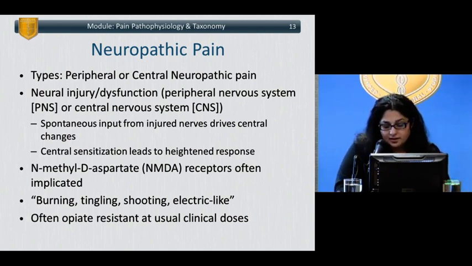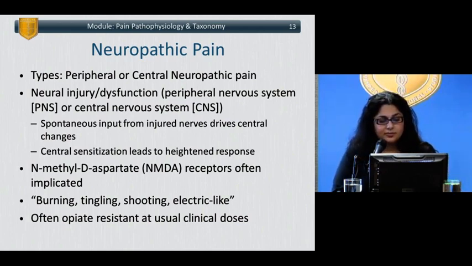Patients will have a vague description of symptomatology. It can range anywhere from feeling burning sensation, tingling, shooting, or electric-like pain. Oftentimes, this type of pain is resistant to opioids. Later on in the presentation, we'll be talking about different types of neuropathic pain.